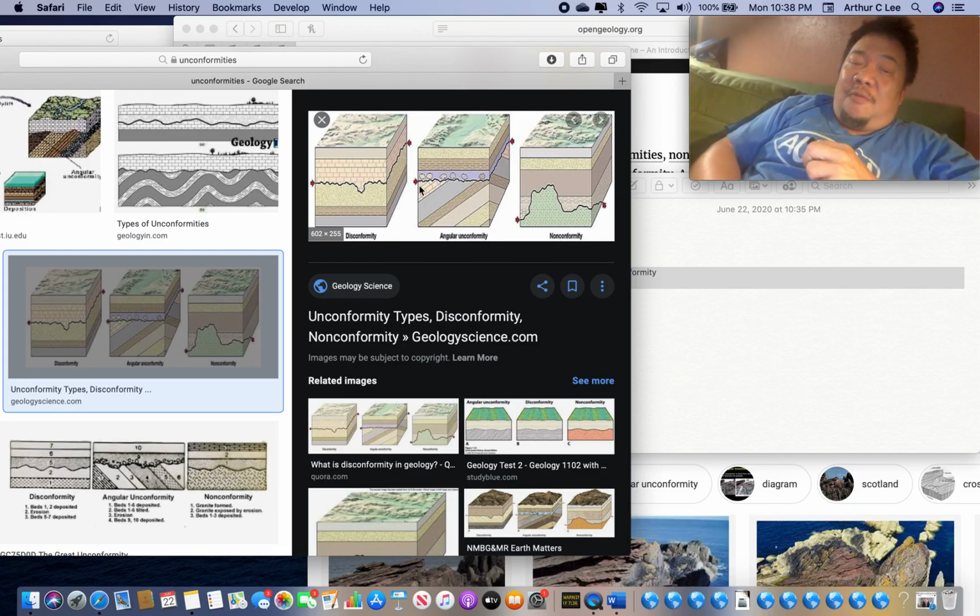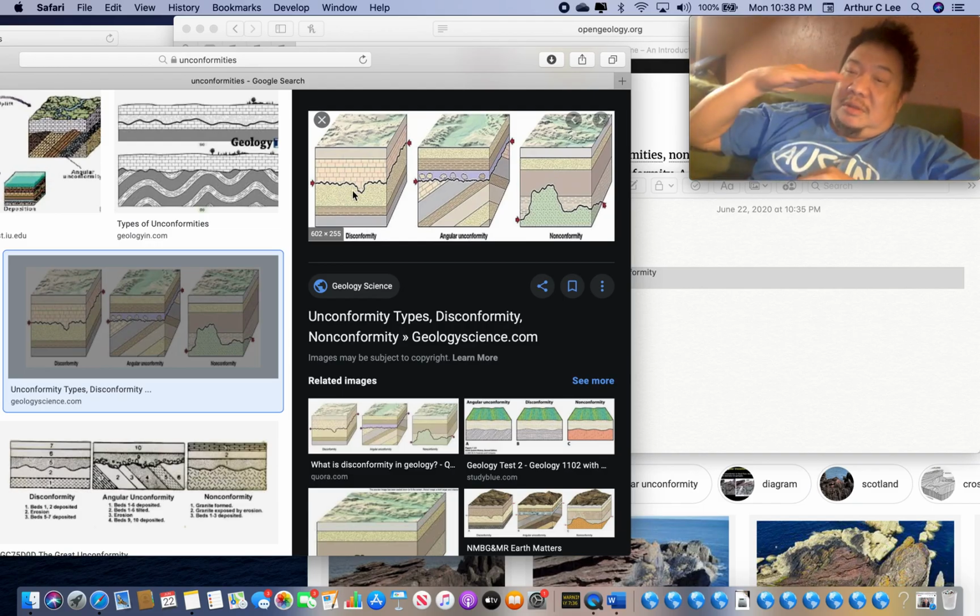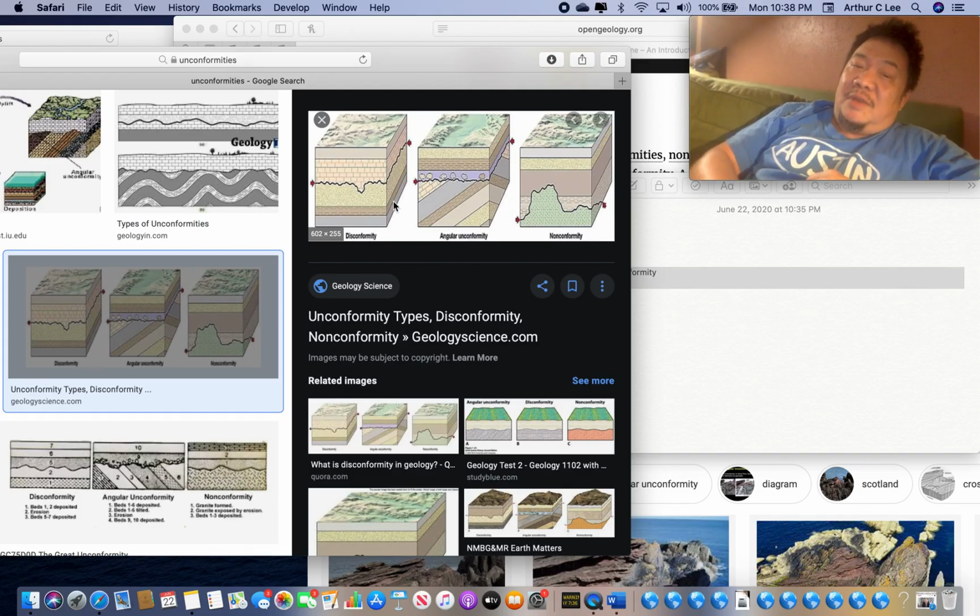Third type of unconformity is called a disconformity. And with a disconformity, you've got sedimentary rocks above and below the unconformity surface, but they are dipping in the same direction. They're tilting in the same direction. So these are your three kinds of unconformities, ladies and gentlemen, and you need to be able to recognize these. Nonconformity, angular unconformity, and disconformity.